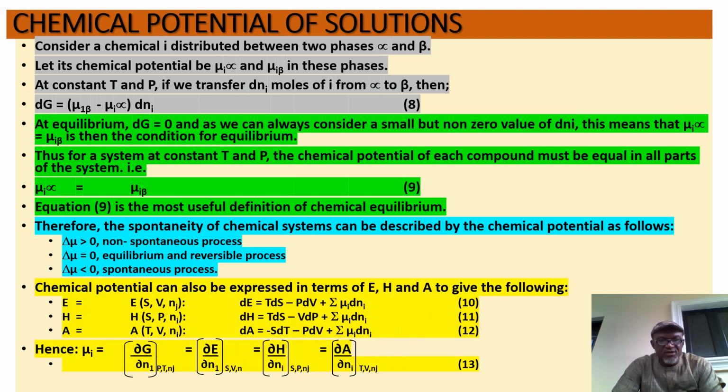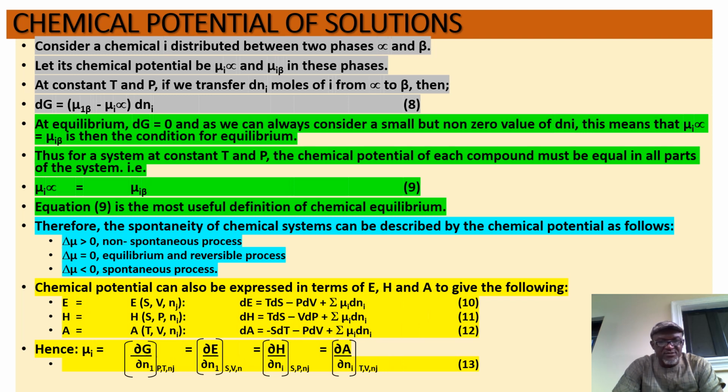Then we can also use chemical potential to predict the spontaneity of chemical systems, just like we did with Gibbs free energy and the equilibrium constant. If the change in chemical potential is greater than 0, it's a non-spontaneous process. If it is equal to 0, it's an equilibrium and reversible process. And if it is less than 0, it is a spontaneous process.